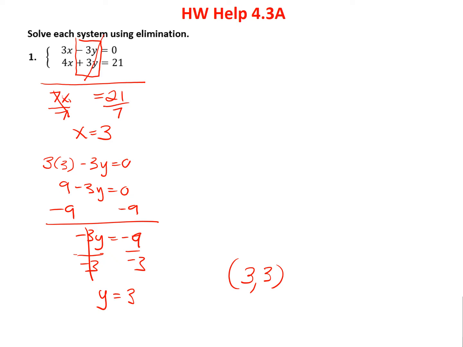And let's just check it to make sure that we got it right by putting them into the other equation. 4 times 3 plus 3 times 3. That gives us 12 plus 9, and sure enough, that adds up to 21. So we know this is the correct answer.